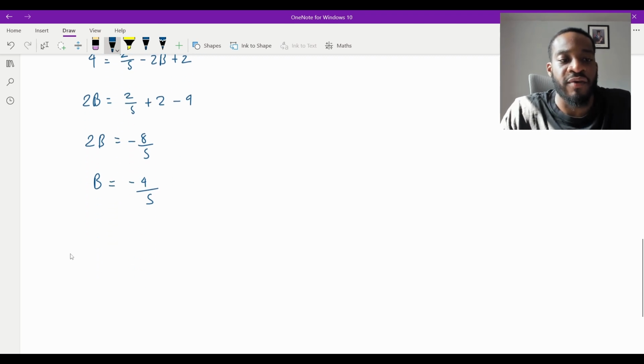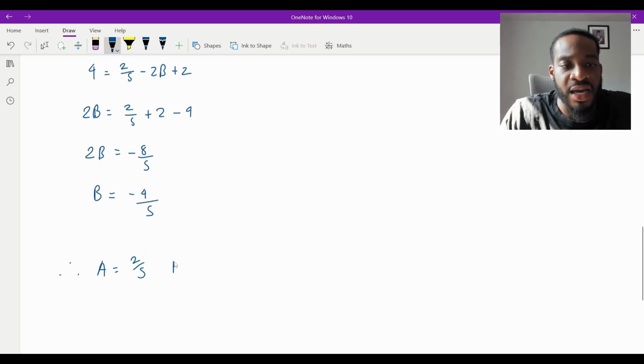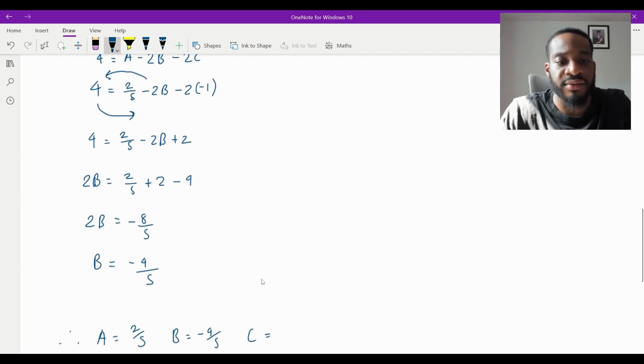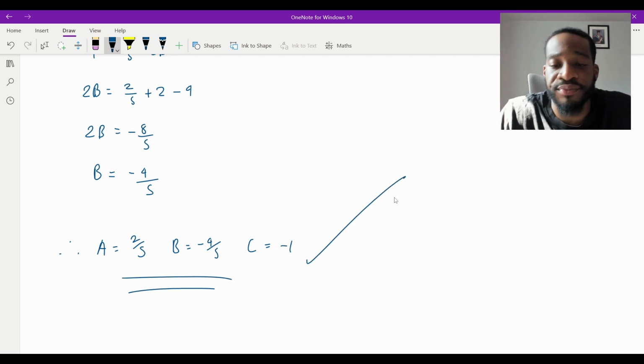So therefore, we've got our values. So a was equal to, what was a equal to again? 2/5. B is equal to minus 4/5. And C is equal to minus 1, wasn't it? Yeah, perfect. And that's part A finished.